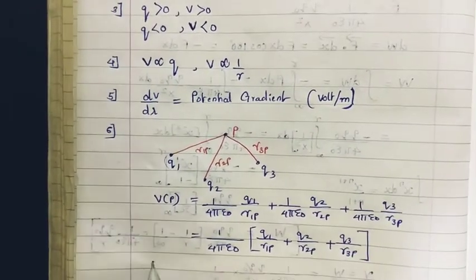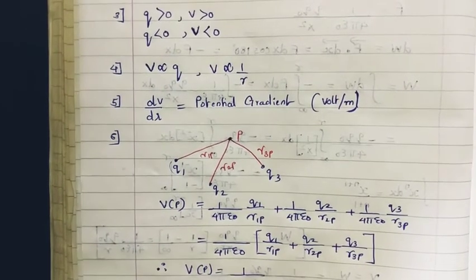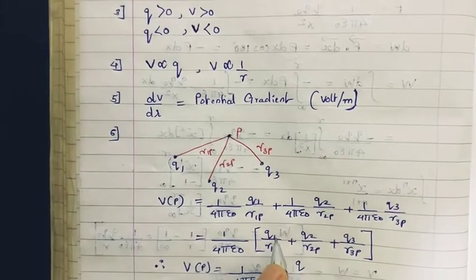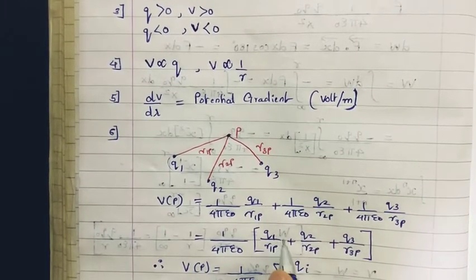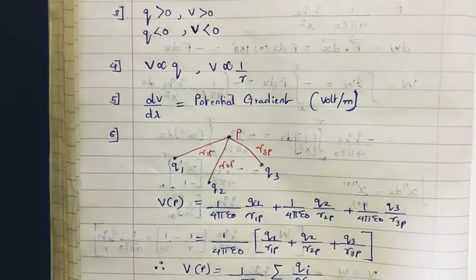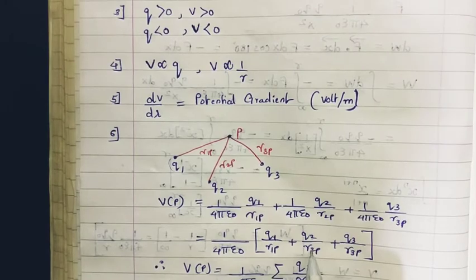Okay, now supposing I want to write it in the general form, V at P is going to be 1 upon 4 pi epsilon naught, which is common. Let's put a summation sign. Let's represent this as i, because the number is changing: 1, 2, 3, 4. Upon this number is also changing, so RiP. When it is 1, this is 1. When this is 2, same thing will be 2.